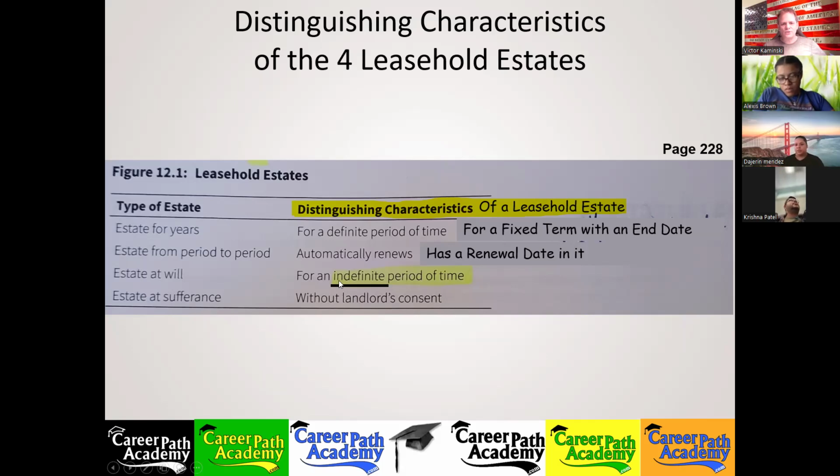Okay, so I underlined the word indefinite for estate at will because I want you to associate the word indefinite with an estate at will. It's an undefined period of time, an indefinite period of time.